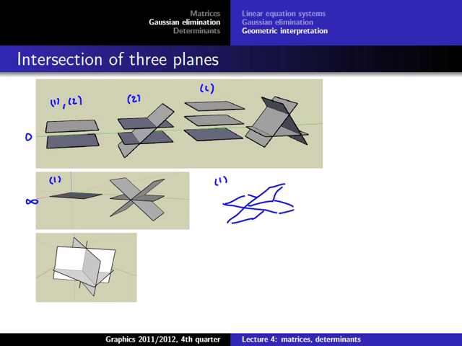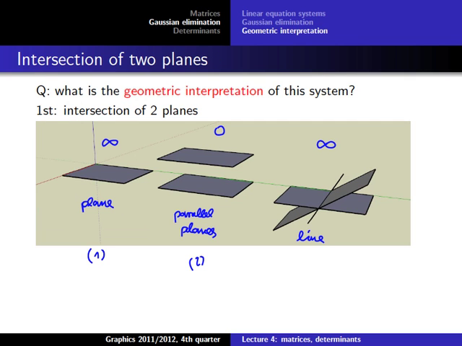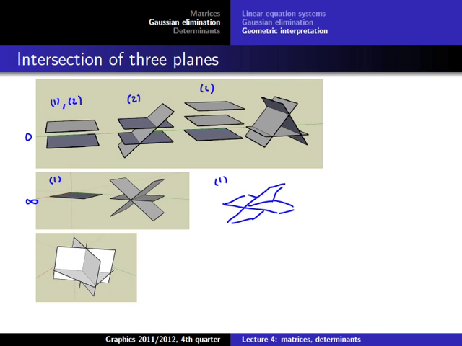Now, if we look at the 3rd case, then we can get all kinds of solutions. We can have the situation that the 3rd plane also intersects in the same line. Then the solution is, of course, a line, which means we have an infinite number of solutions. It could also happen that one of them is identical, so this is also the 3rd case.